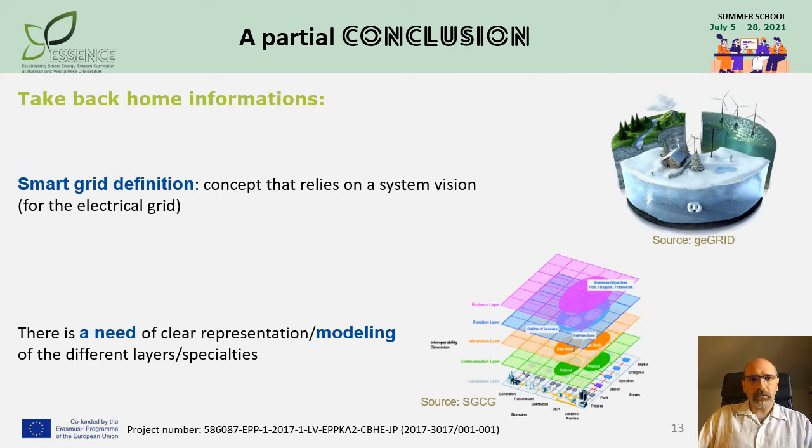I mean, only people from power systems are able to compute the added value, the cost-benefit analysis of new functions. And second, please remember that there is a real need to be able to model different layers related to different specialties, to make sure that experts coming from different fields will be able to discuss and make the smart grid a reality.